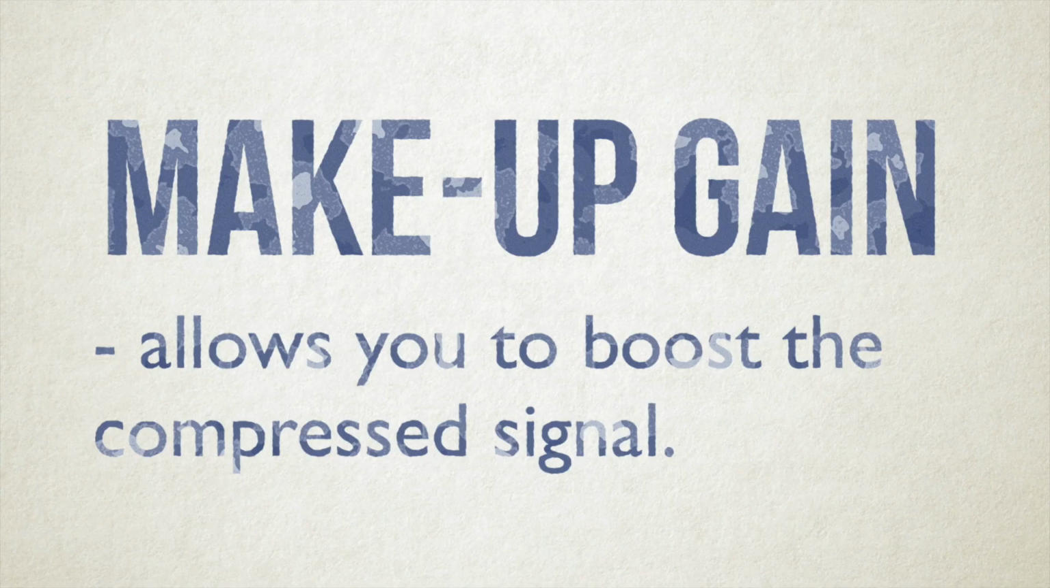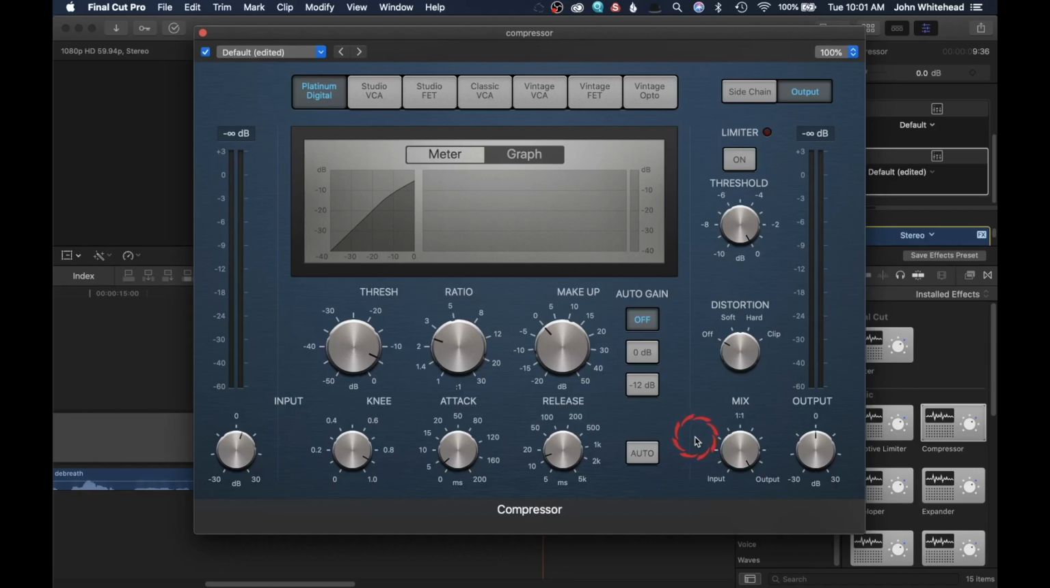The last button we have here is makeup gain. And makeup gain allows you to boost the compressed signal. As the compressor is working, sometimes you need to actually boost the signal because it's too low. By adjusting this, we're able to control how much the signal gets boosted.